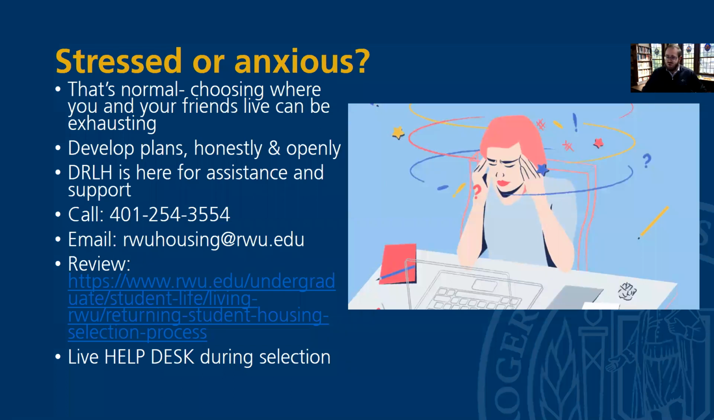Things you need to know: Housing is here to support you and assist with any kind of question. We really strive to have the highest level of customer service. So give us a call, 401-254-3554. That's actually my direct extension. So, thankfully, those 60 people here, you can write that down. You can call me anytime you want. Or you can email us, rwhousing@rw.edu is the best way to get in touch with us.